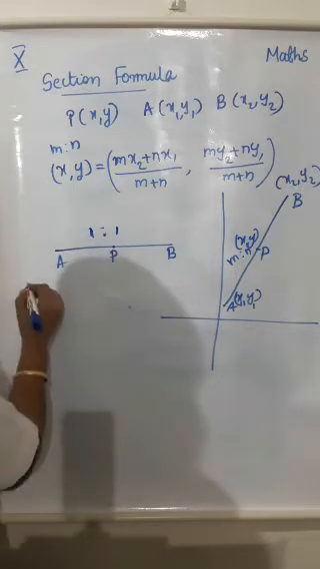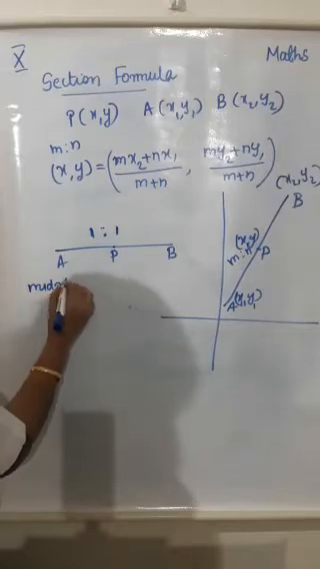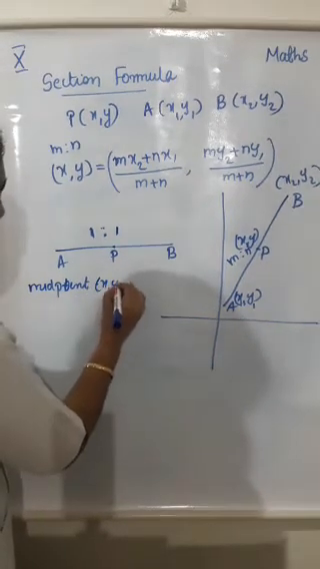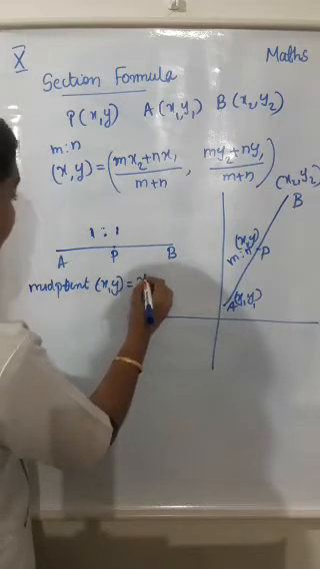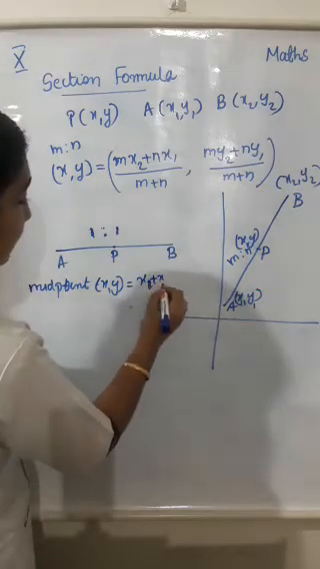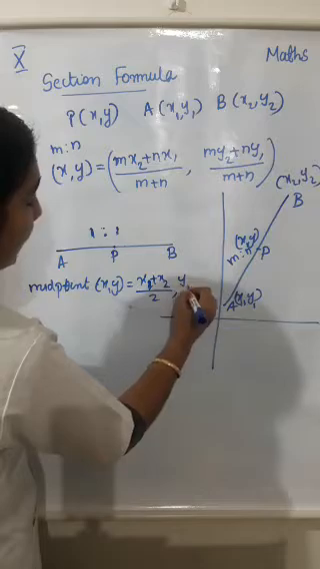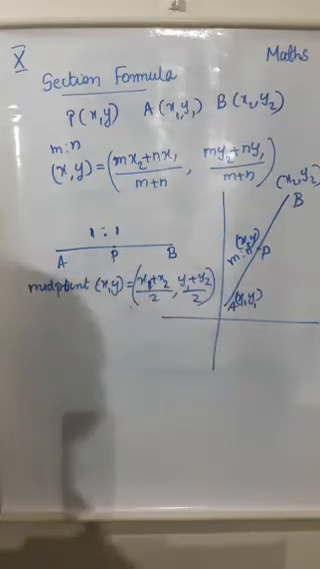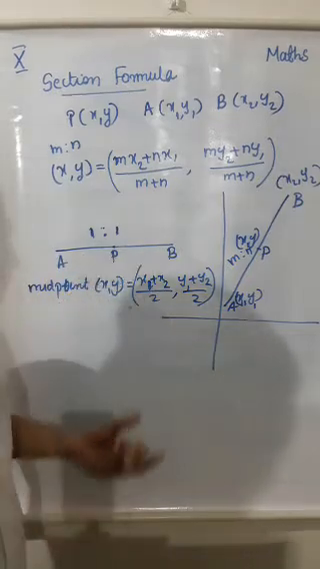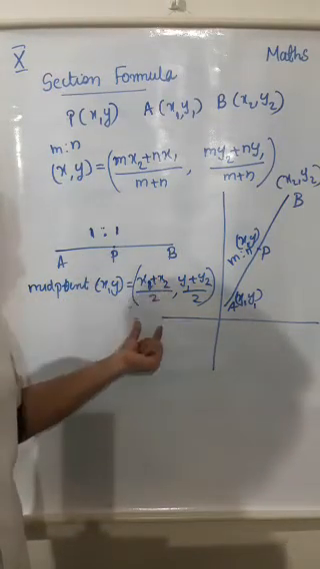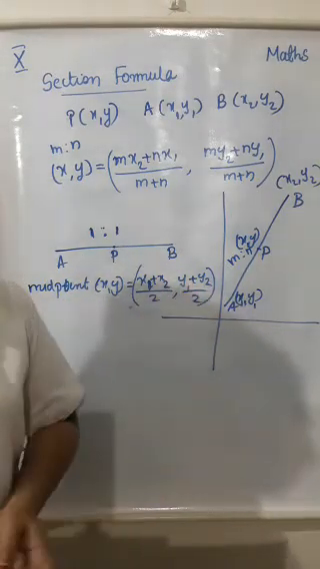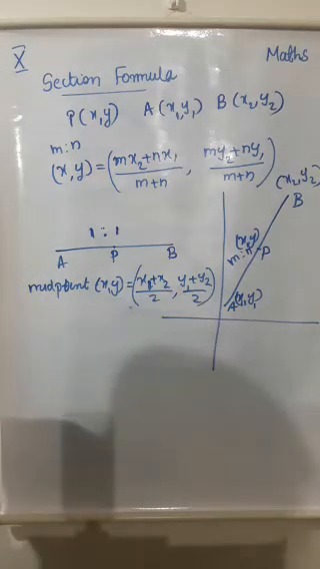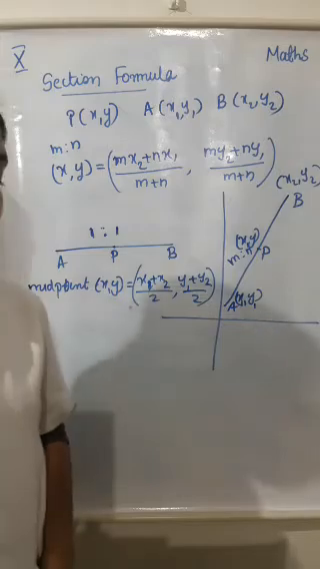What is the midpoint of AB? How can we find the midpoint? The midpoint of a line segment is ((x1 plus x2) by 2, (y1 plus y2) by 2). This is the midpoint.